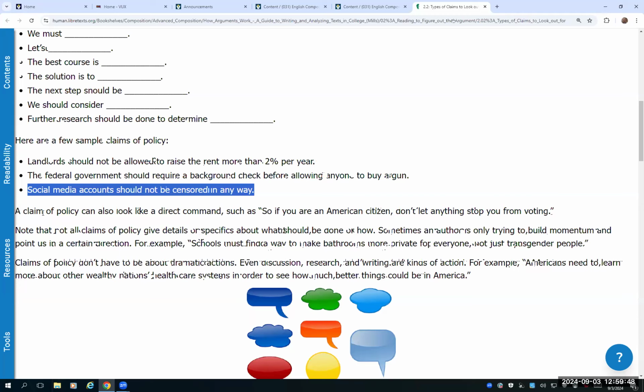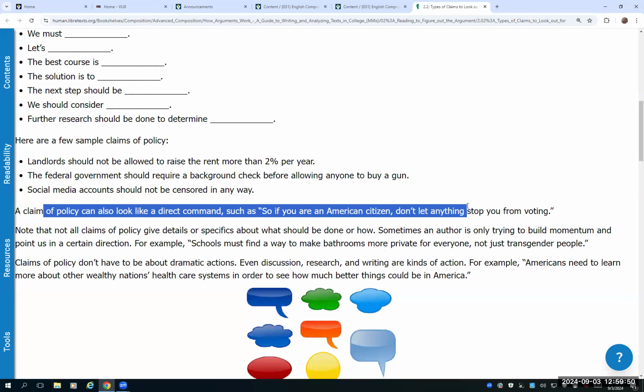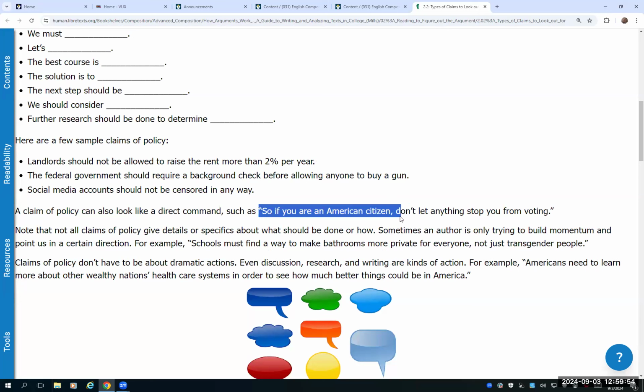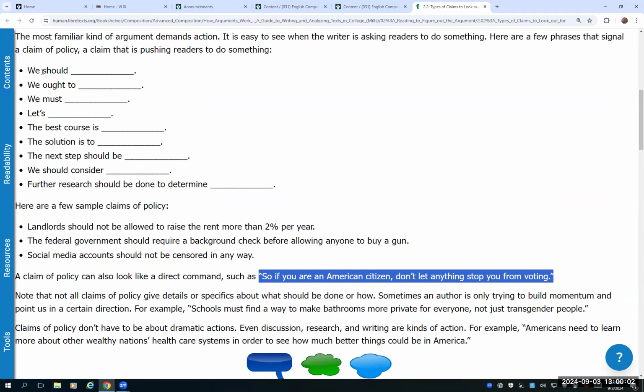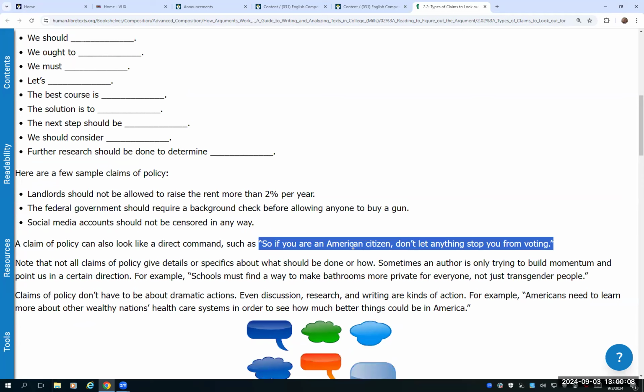It says also that a claim of policy can look like a direct command, such as, if you are an American citizen, don't let anything stop you from voting. That command, even though it's not phrased like the ones up here, is a claim of policy. It's telling you as an American citizen, it wants action. Don't let things stop you from voting.